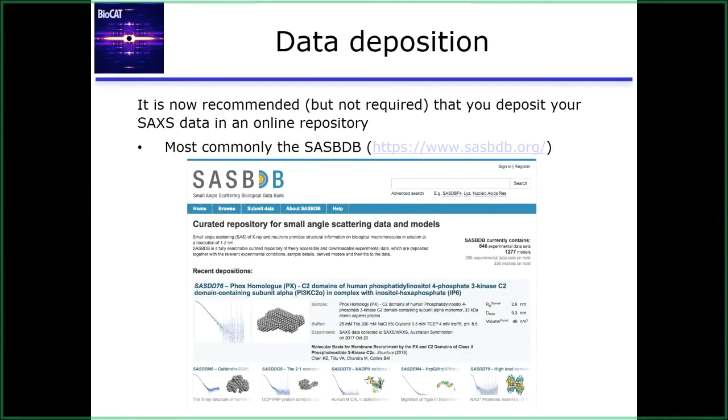You can deposit it. You can get links for reviewers before it goes public so they can take a look at your data. You can download other people's data. If there are models in there that are similar to yours or data sets that should be identical, it lets you directly compare. So this is a powerful tool for the community, and as it grows, I think we'll see a lot more use from it. So I do recommend this, but journals are not yet requiring it.